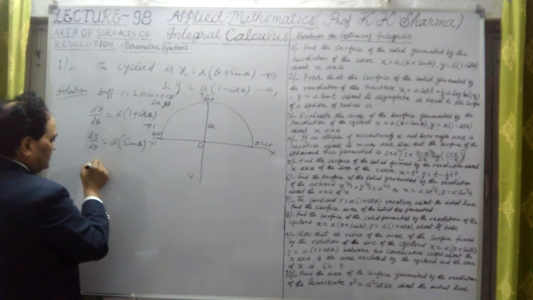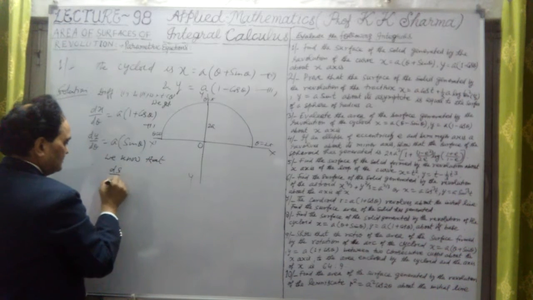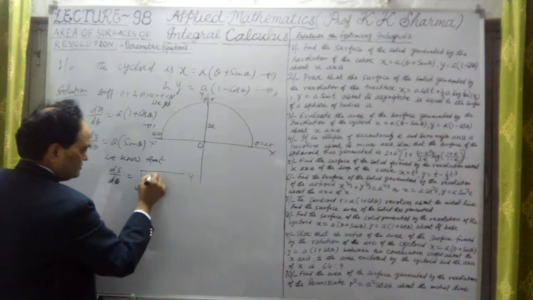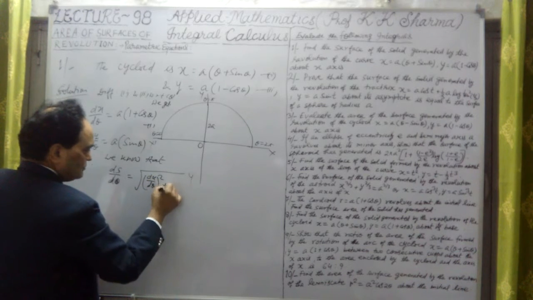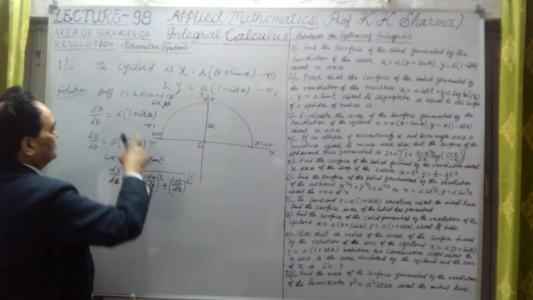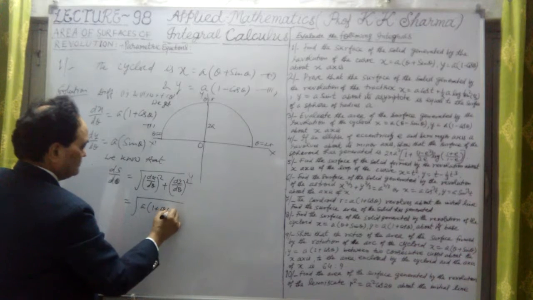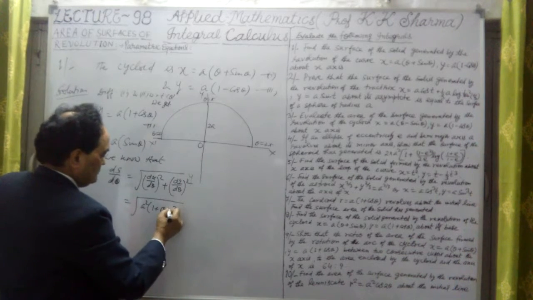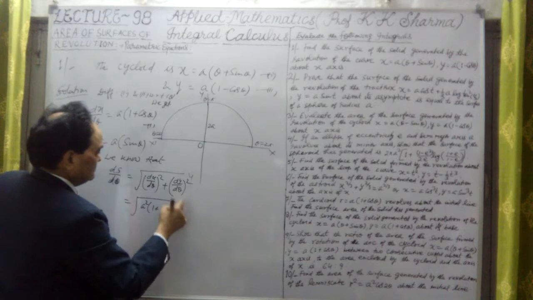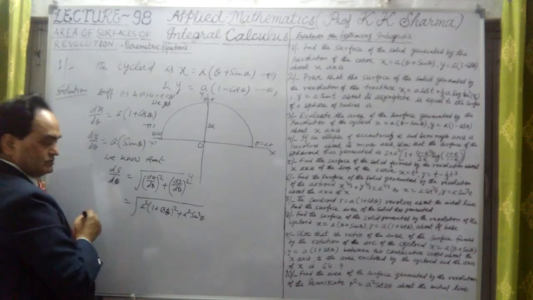First and second we have taken, no problem. Therefore, ds by d theta is equal to the square root of dx upon d theta whole square plus dy by d theta whole square. Now dx by d theta is a into 1 plus cos theta whole square, that is a square into 1 plus cos theta whole square, plus dy by d theta, which is a sin theta, that means a square into sin square theta.